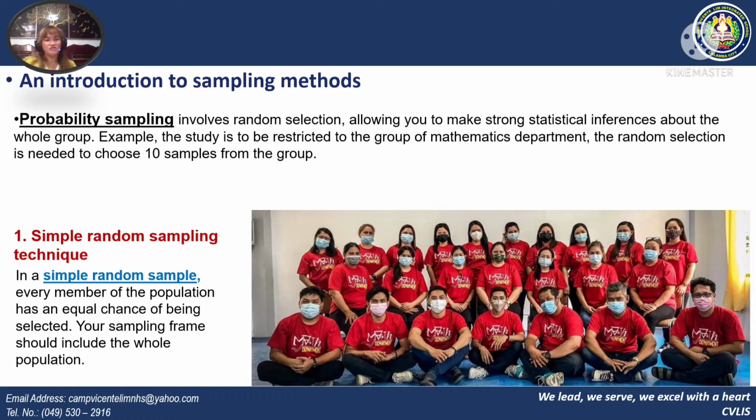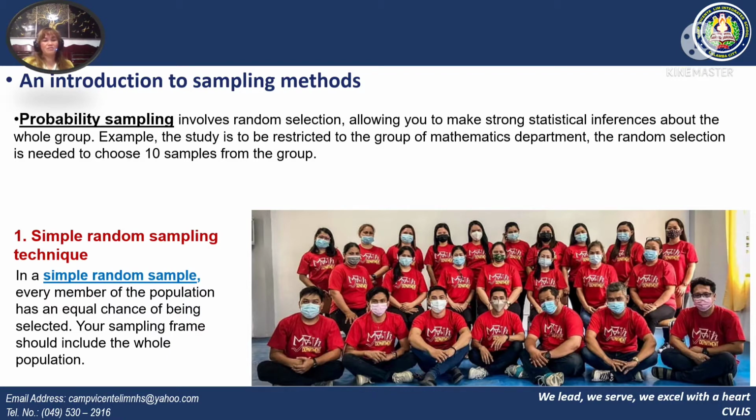Okay, but first I have to discuss the probability sampling. This involves random selection, allowing you to make strong statistical inferences about the whole group. For example, the study is to be restricted to the group of the mathematics department. The random selection is needed to choose 10 samples from the group. Okay, so under the probability, we have the simple random sampling technique.